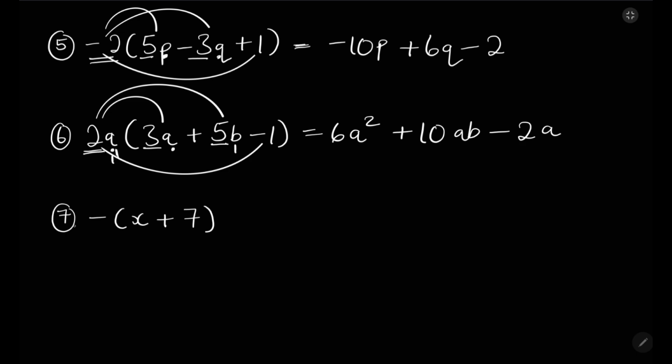Now let's try the last example. Outside the bracket you have a negative, which is basically negative 1. Let's say negative 1 times (x + 7). We'll say negative times x, which is negative x. Then negative times 7, which is negative 7. And that is how we distribute in mathematics.